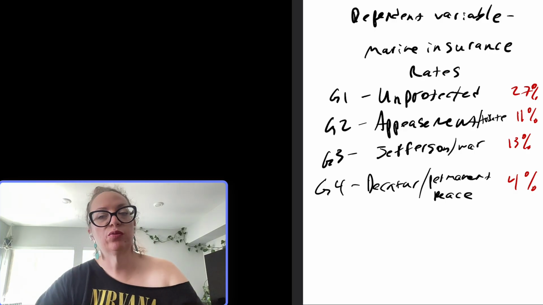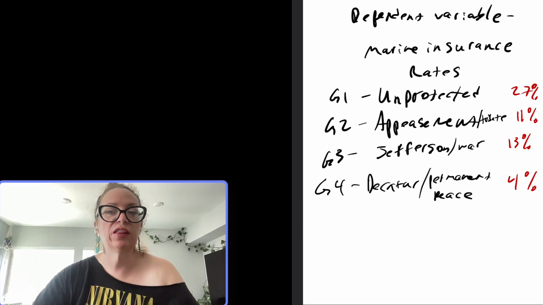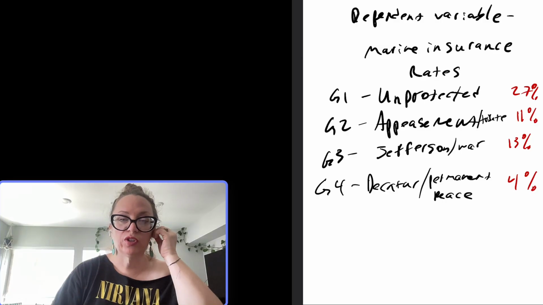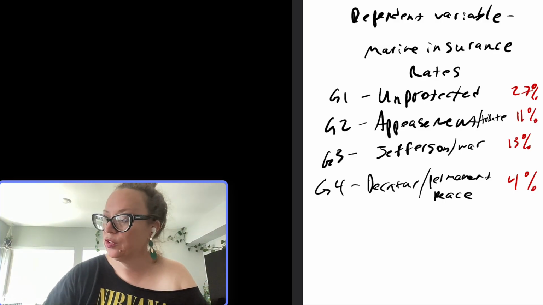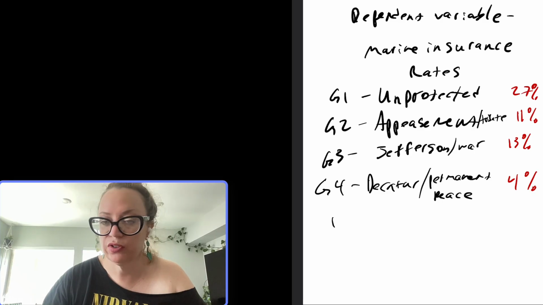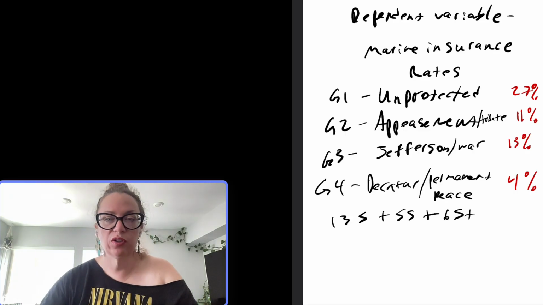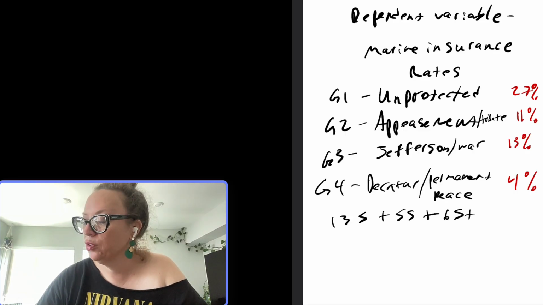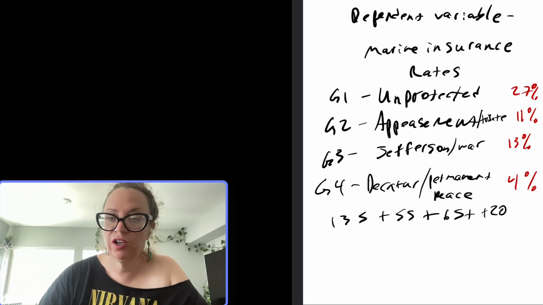Okay, so you can see the rates of year 1 policy was 28%, year 2 was 25, year 3 was 27, year 4 was 30, year 5 was 25, and the average of those was 27. So we're going to add up all of those individual data points, which, let's see, for the unprotected era, it's 135 total, plus 55 for the appeasement era, plus 65 for the Jefferson War era, and then 20 for the Decatur peace era, okay? So you add all of those up, which equals 275.